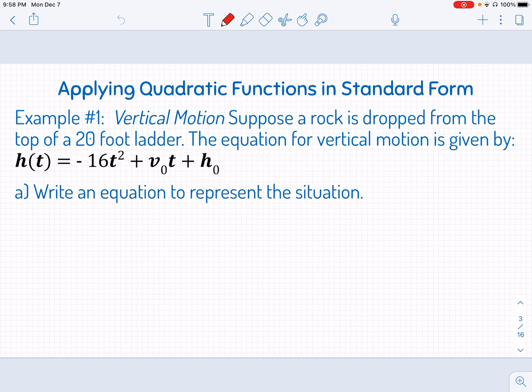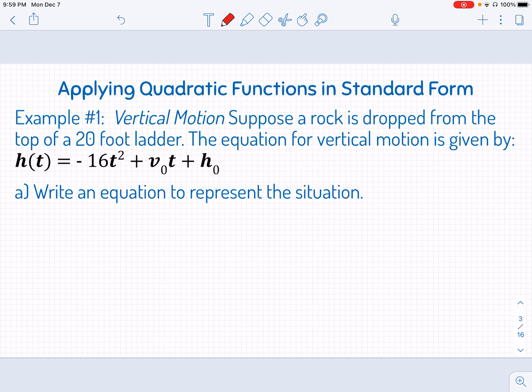So my favorite kind of application for quadratic functions is vertical motion, partly because I extend this in calculus, and I think it's fun to see the connection, but really it's a good visual for everyone. So in this example, suppose a rock is dropped from the top of a 20-foot ladder. The equation for vertical motion is given by h of t equals negative 16 t squared plus v sub o t plus h sub o.